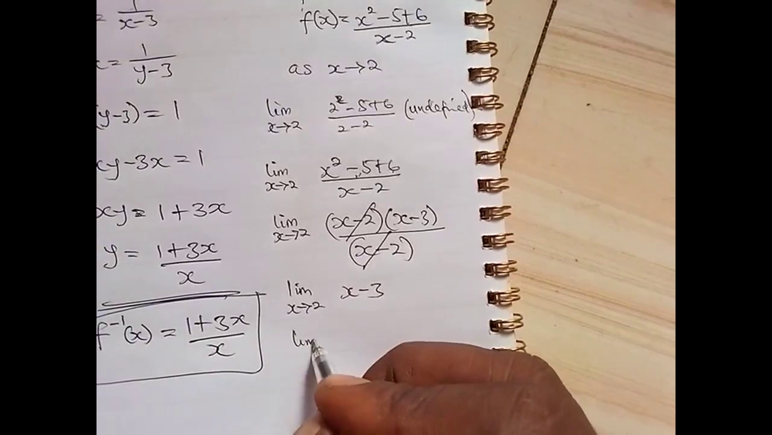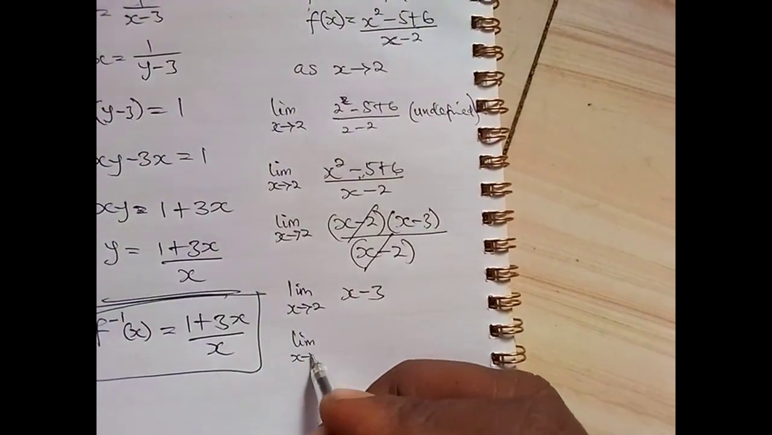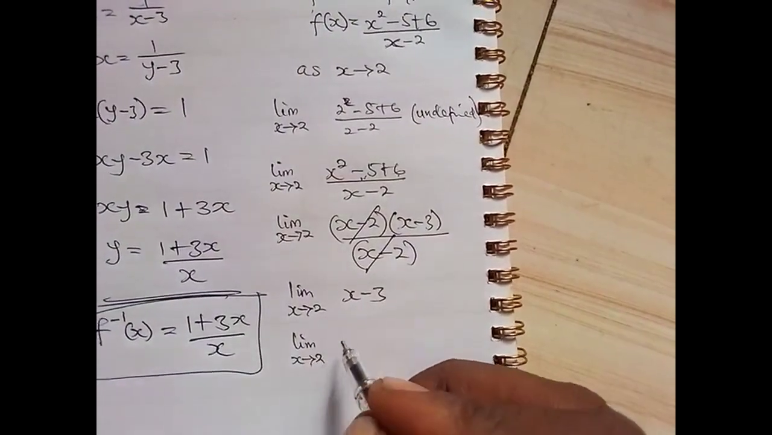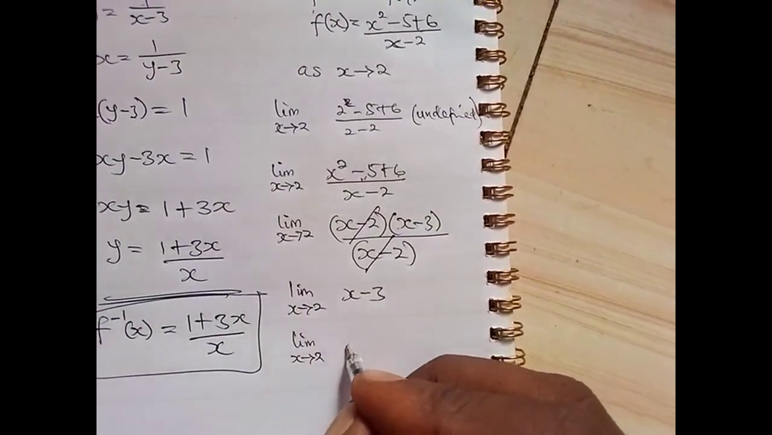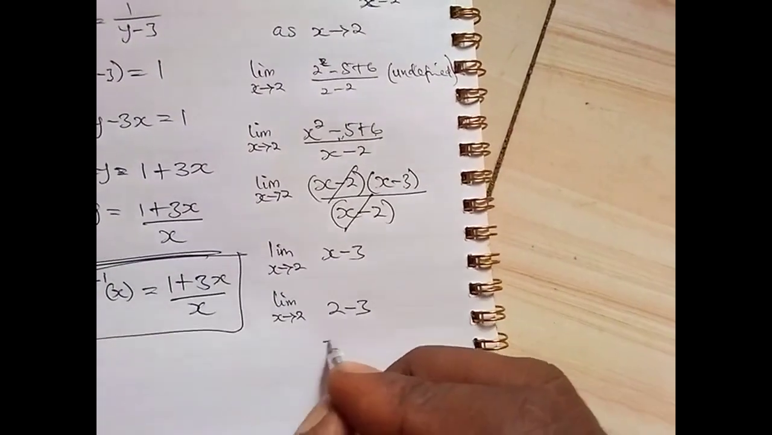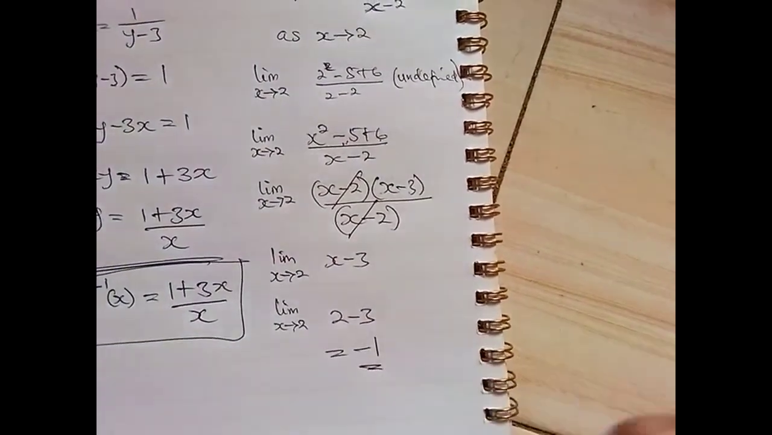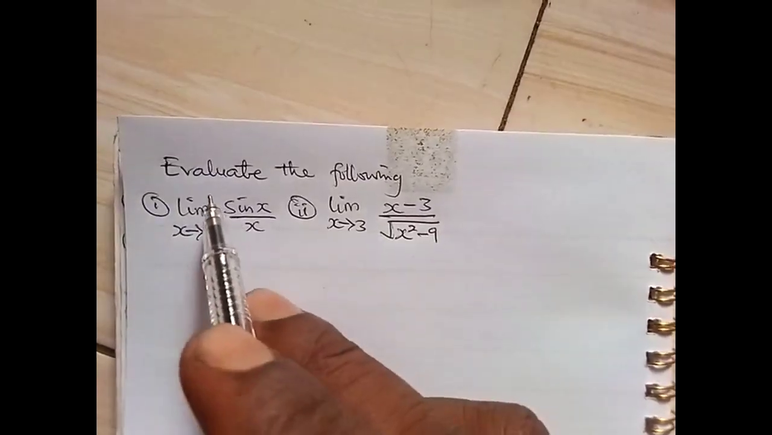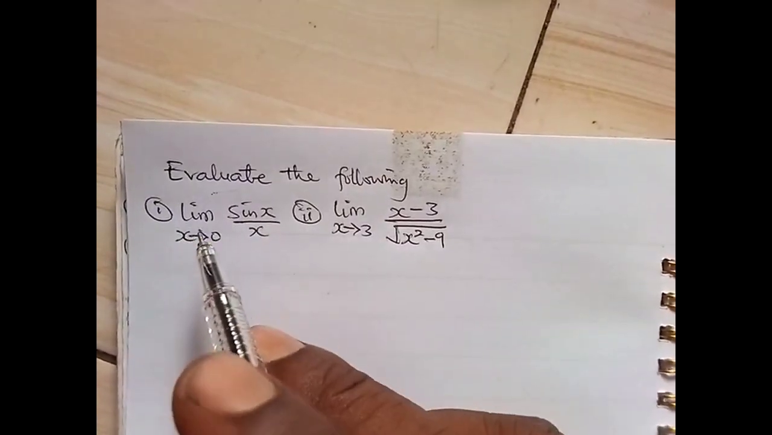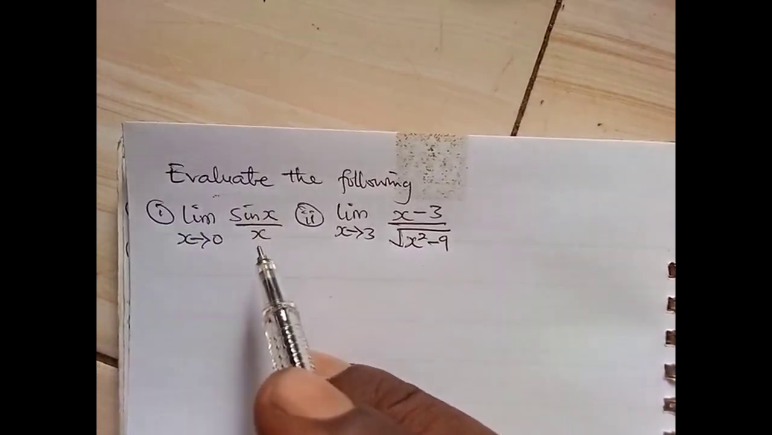We can now substitute the value of 2. You keep writing limits until you make that substitution. So we'll now have 2 minus 3. So the answer is minus 1. The next question says evaluate the following: limit as x tends to 0, sine x over x.